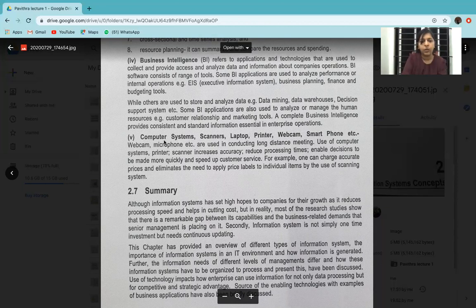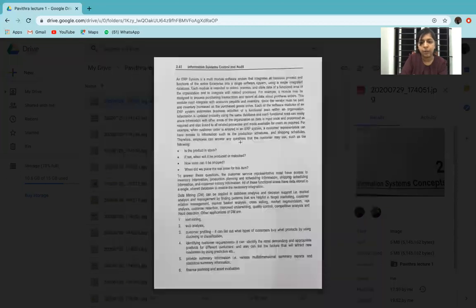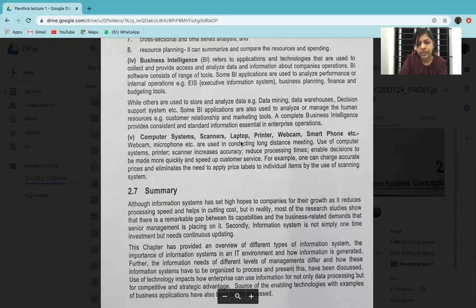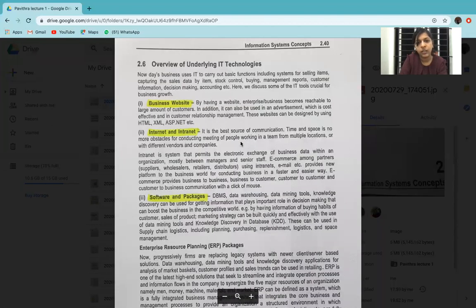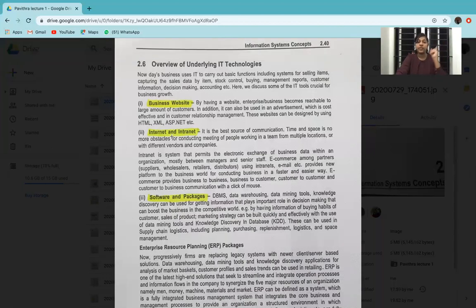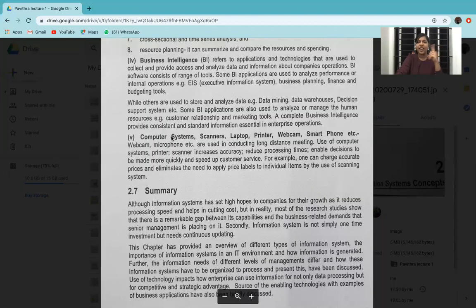And then we have the computer system, scanners, laptop. So these are the underlying IT technologies. First is a business website, next the internet and intranet, next the software and packages, next the business intelligence, and next the computer system, scanners, laptop, printers, webcam, smartphone, etc.